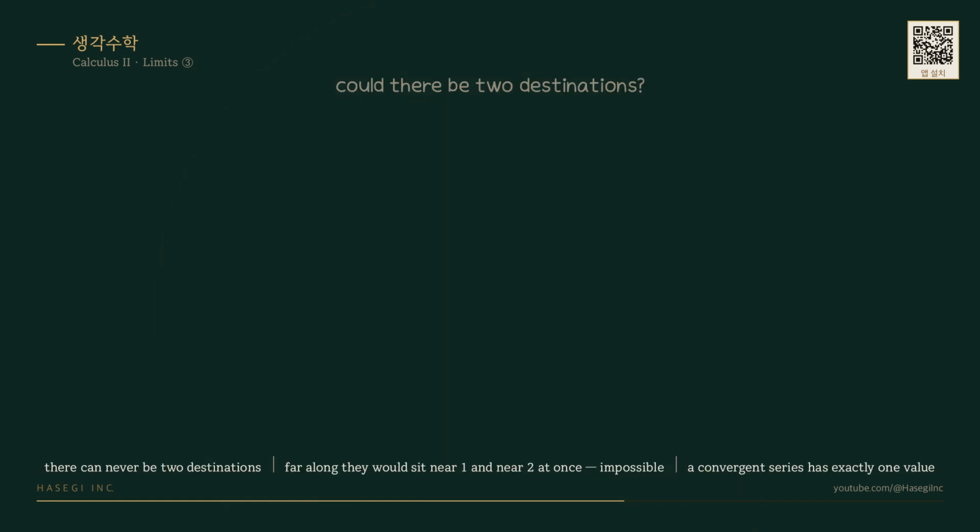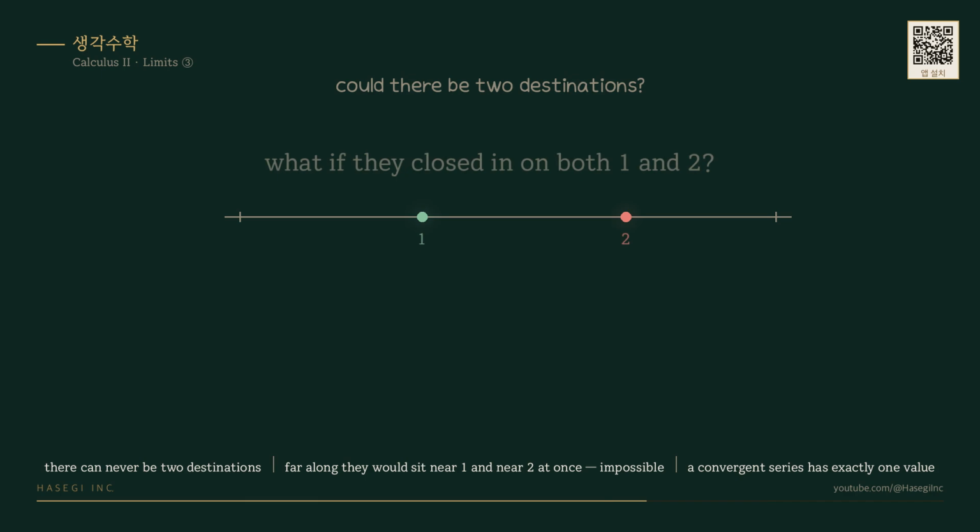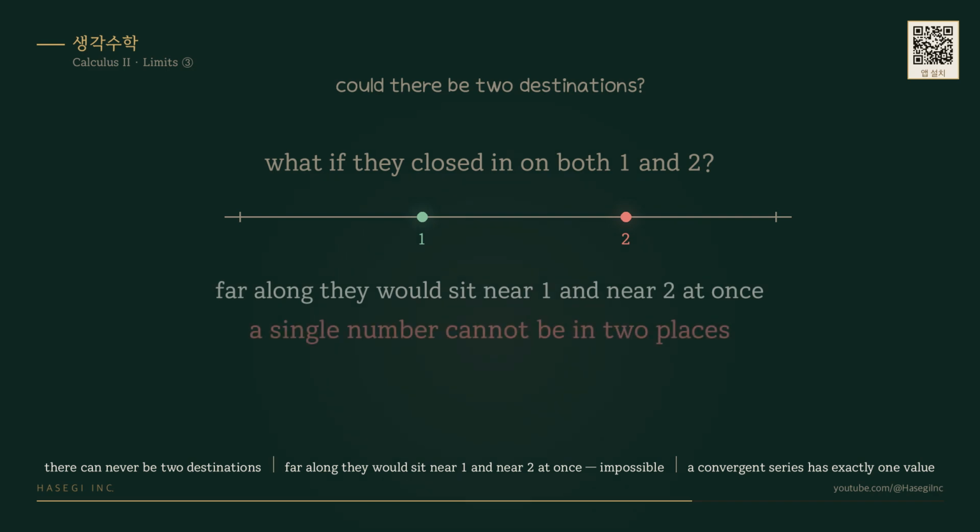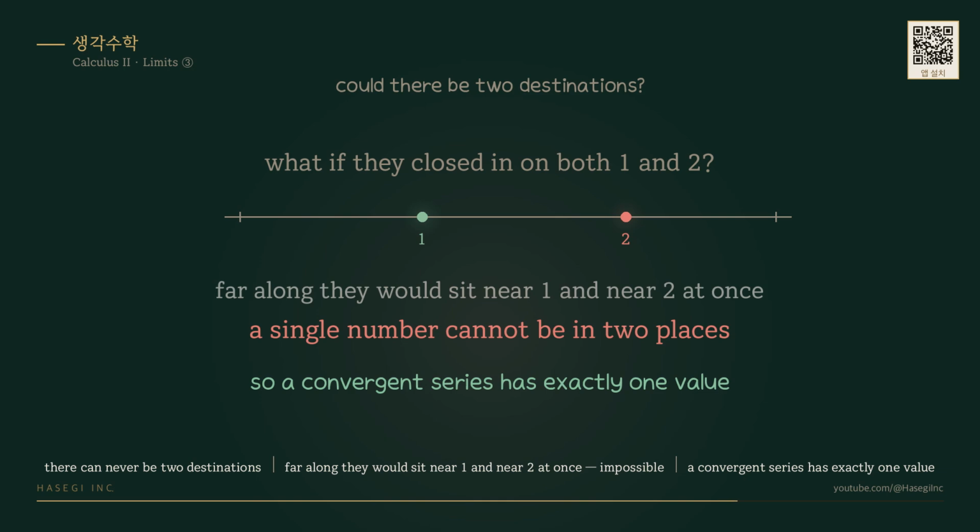And there can never be two destinations. Suppose the partial sums closed in on 1 and also on 2. Far along, they would have to sit near 1 and near 2 at the same time. And a single number cannot be in two places at once. So a convergent series always has exactly one value. That is precisely what we mean by saying the result is determined.